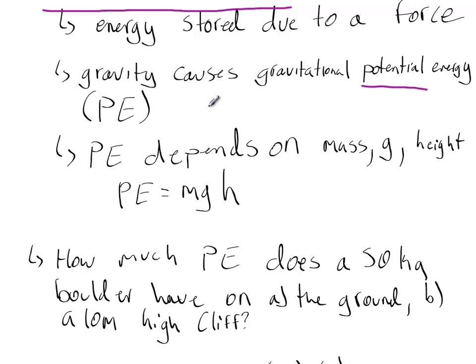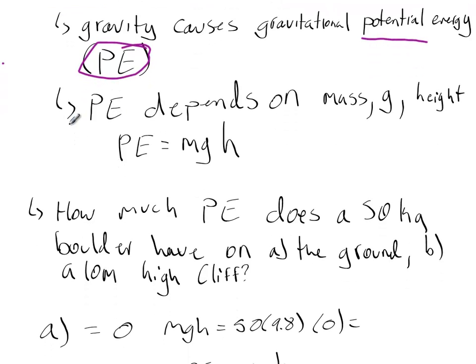Okay, so gravity is a force that pulls things down or together, and it causes gravitational potential energy, which we abbreviate PE. And this equation should make perfect sense. Potential energy depends on mass, g, the acceleration due to gravity, and height. When you do work to lift an object, you have to do work against gravity. You have to lift its weight.